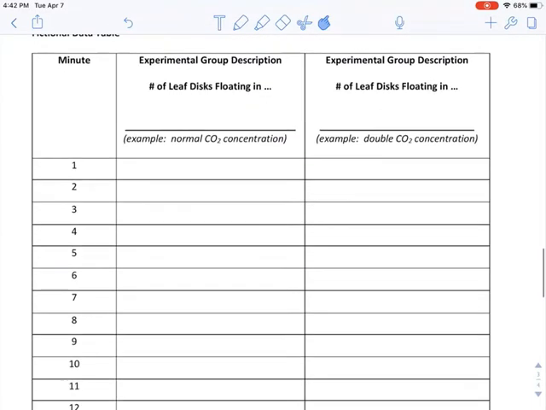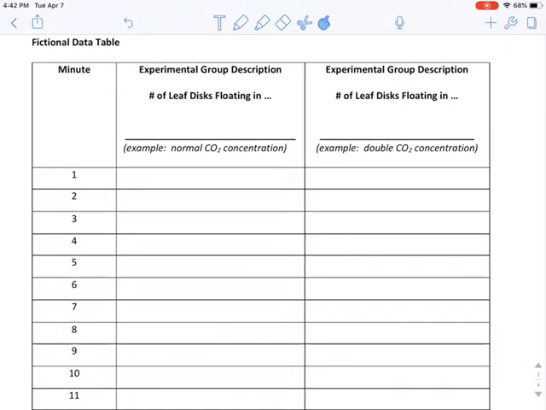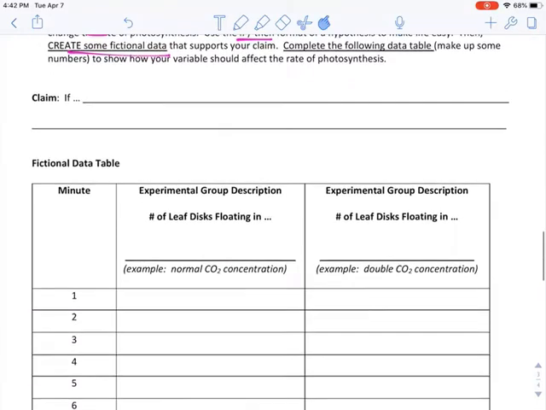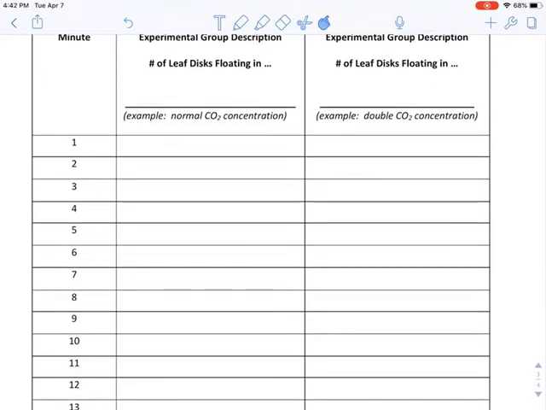Then the fun part is you're going to actually make some BS data. Okay, so you're going to just totally BS some data here that is going to support your actual claim. Okay, so it says create some fictional data that supports your claim and complete the following data table. Make up the numbers to show how your variable should affect photosynthesis. So if I'm saying that if I double the concentration, I should increase the rate of photosynthesis, I'm going to be putting numbers over time here that are going to show that happening.